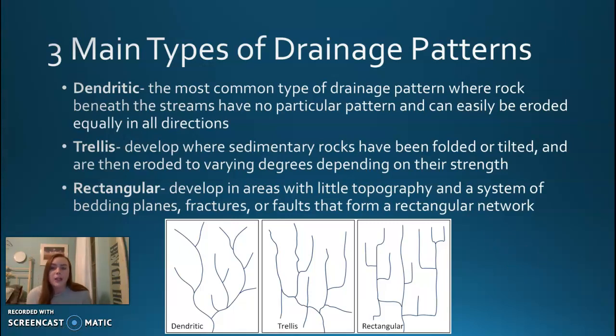First one is dendritic, which is the most common type of drainage pattern, where rock beneath the streams has no particular pattern and can easily be eroded equally in all directions. Secondly is the trellis, which develops where sedimentary rocks have been folded or tilted and are then eroded to varying degrees depending on their strength. Lastly, we have rectangular, which develops in areas with little topography and a system of bedding planes, fractures, or faults that form a rectangular network. Down below are just the three examples of the different drainage patterns and what they look like.